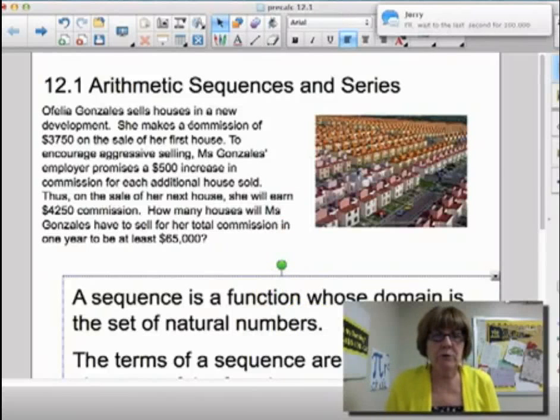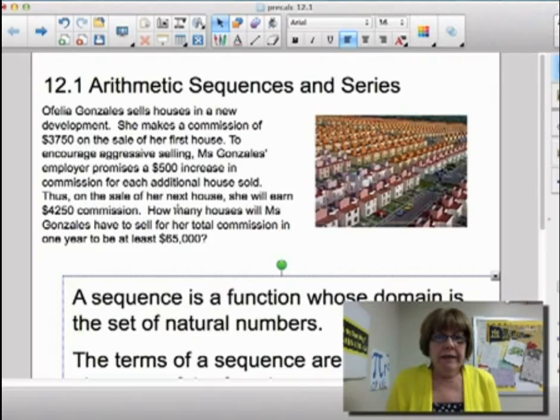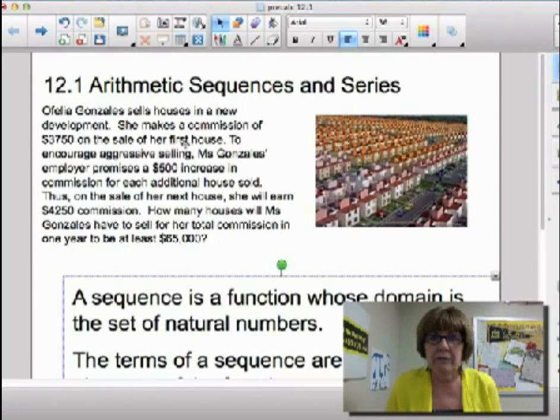We are in chapter 12.1 with arithmetic series and sequences. Here is a real life example. Ophelia Gonzalez sells houses in a new development. She makes a commission of $37.50 on the sale of her first house, and then to encourage aggressive selling, Ms. Gonzalez's employer promises a $5.00 increase in commissions for each additional house sold. Thus, on the sale of her next house, she will earn $42.50 commission. How many houses will she have to sell in order to make $65,000 in a year?